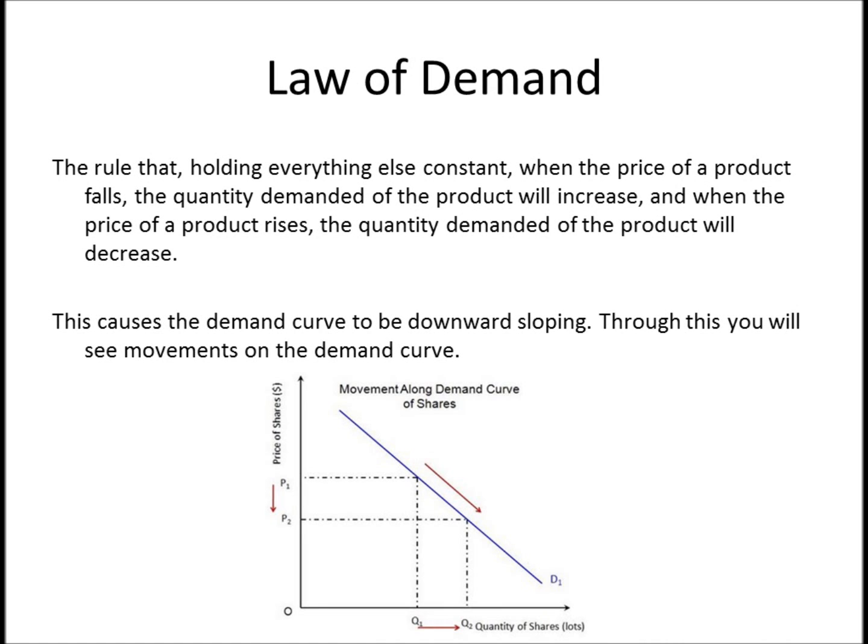Law of demand. The rule that, holding everything else constant, when the price of a product falls, the quantity demanded of a product will increase. And when the price of a product rises, the quantity demanded of a product will decrease. This causes the demand curve to be downward sloping. Through this, you will see movements in the demand curve.